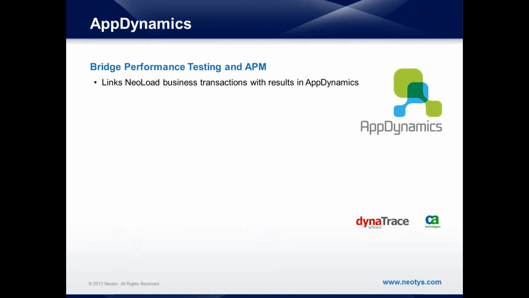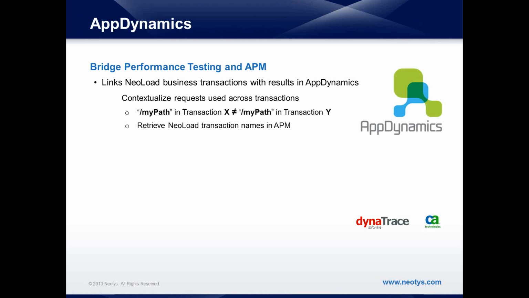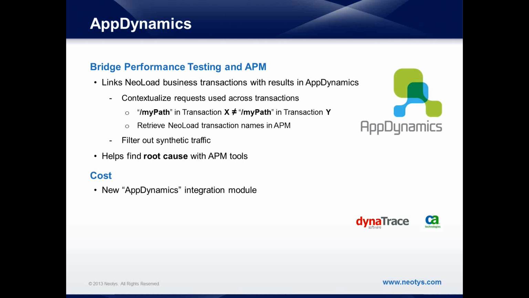Now let's introduce the AppDynamics integration. Basically, with AppDynamics, NeoLoad can link the business transactions you do with the results in AppDynamics. So you can retrieve all the transaction names in the APM, and therefore you can filter out the synthetic traffic. Of course, the aim is to find the root cause via the APM tool.